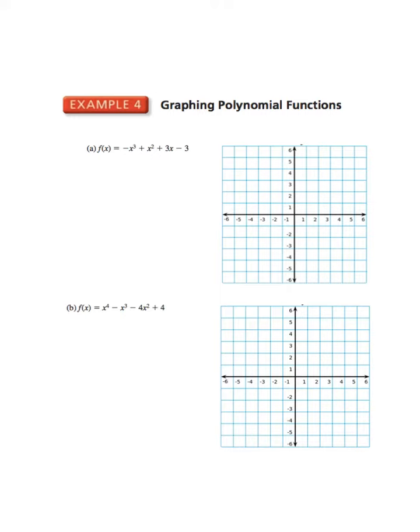To do that, we're going to make an x-y T chart, and we're going to plug in the values 2, 1, 0, -1, -2. My recommendation would be to put this function into the calculator as y1, and then use the vars function to be able to plug in the different values. It's going to save you a lot of time.